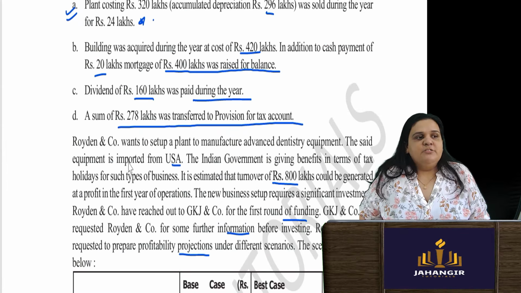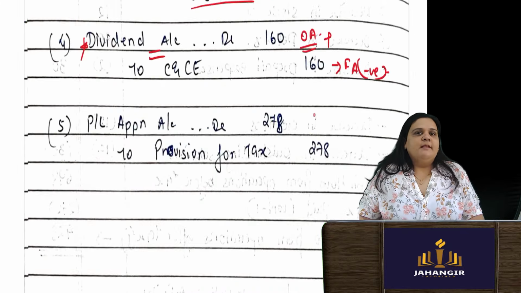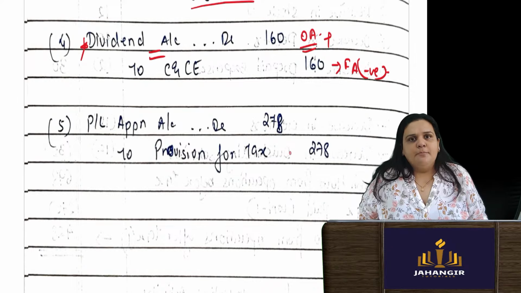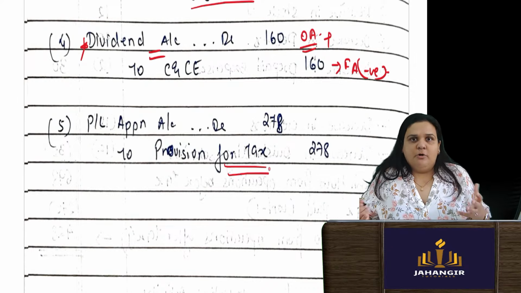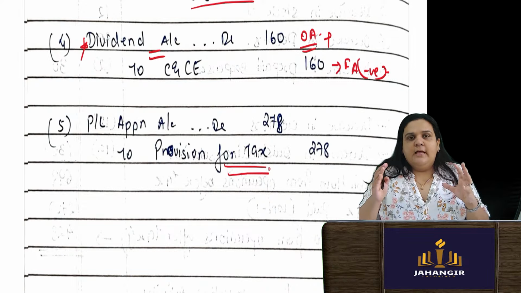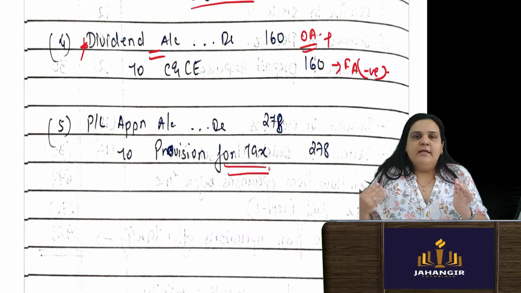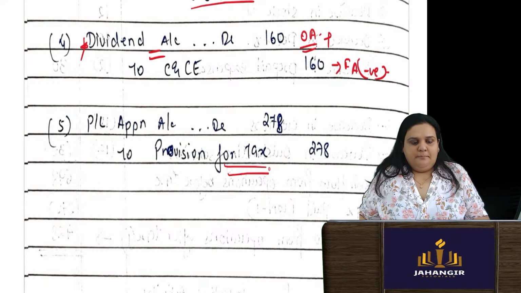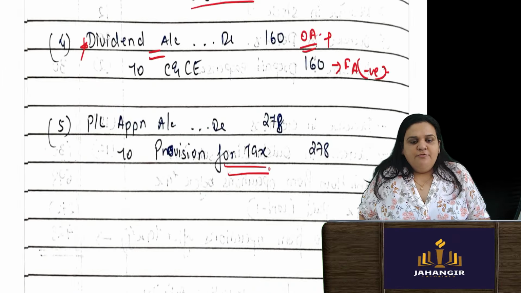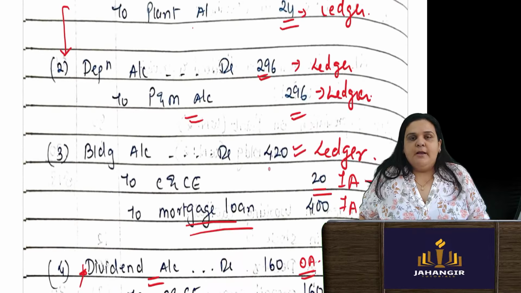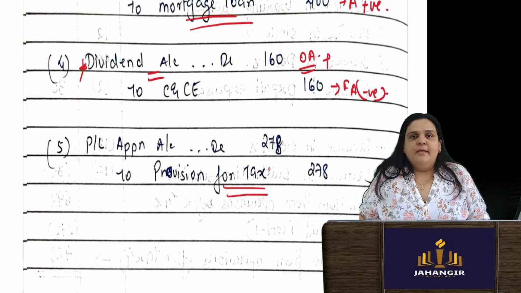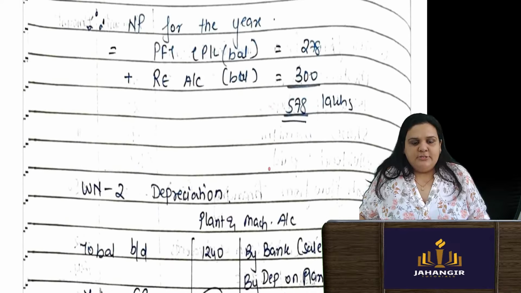It's the same thing as provision for tax, dividend paid. A sum of 278 lakhs was transferred to provision for tax account. Now from where will I transfer any sum? From P&L appropriation to provision for tax. Whatever profit I am left with, I will then do payment of dividend, then I will provide for tax, etc. So now for this I am going to make my ledgers. Whatever journal entry I am passing, especially my plant and machinery, building, P&L, everything I will make as a ledger.